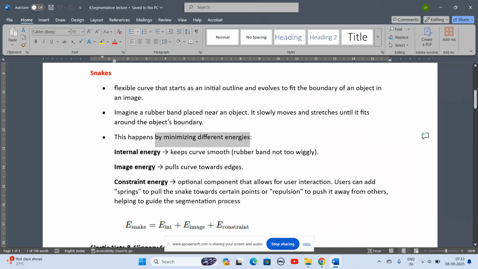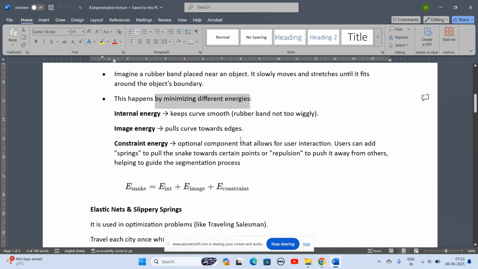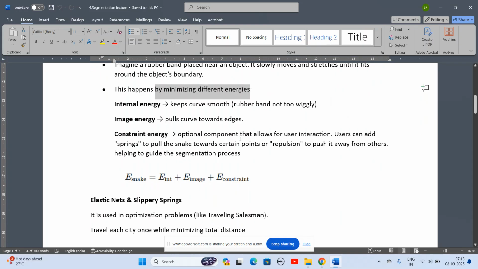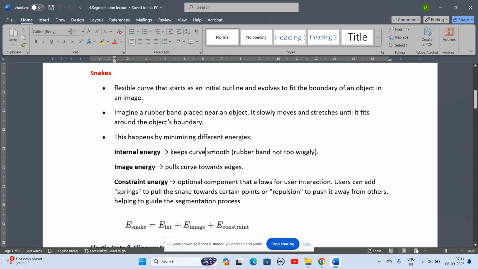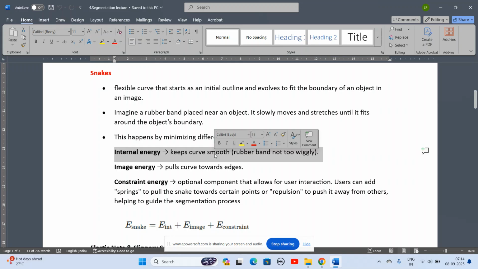This is happening by minimizing three different energy functions. You already know what an energy function is. The three different energy functions are internal energy, image energy, and constraint energy. Internal energy will keep the curve smooth. While drawing a boundary, it should be very smooth. It should not be too wiggly. Wiggling means ups and downs, and that should not be there. So internal energy is a mathematical function which helps to make your curve smooth.